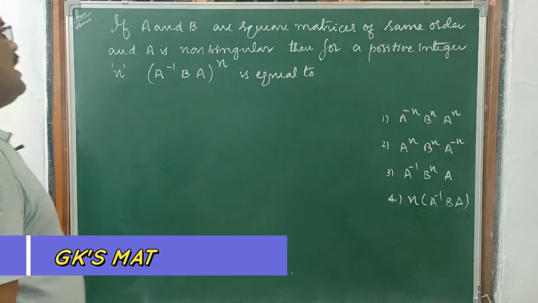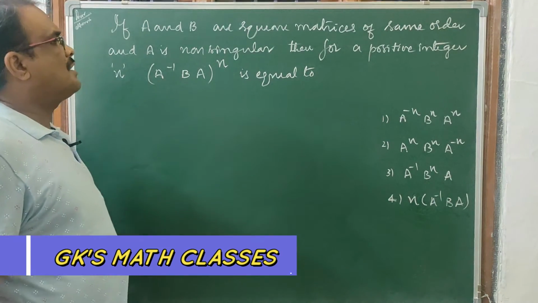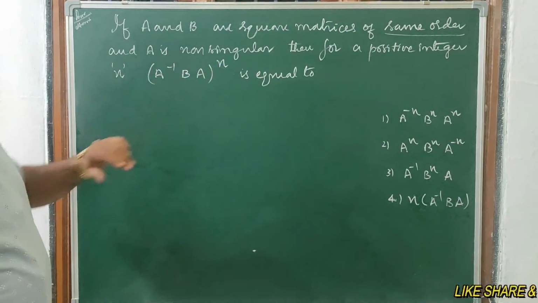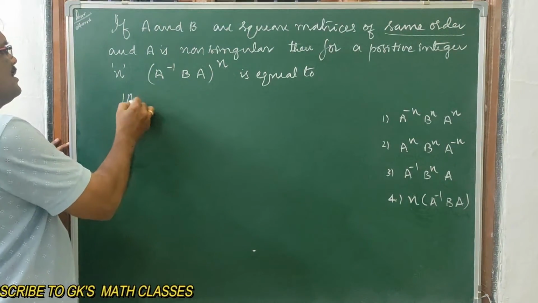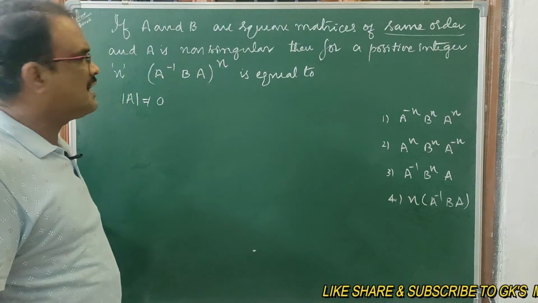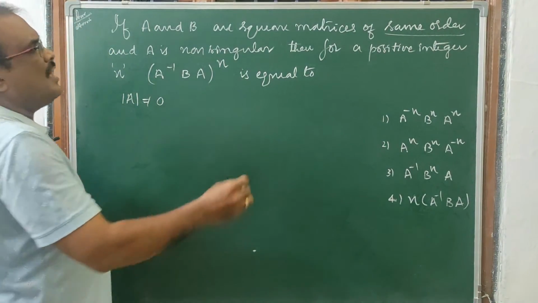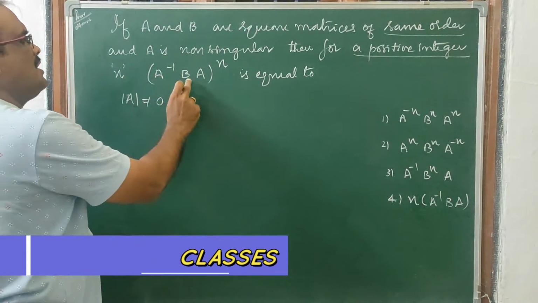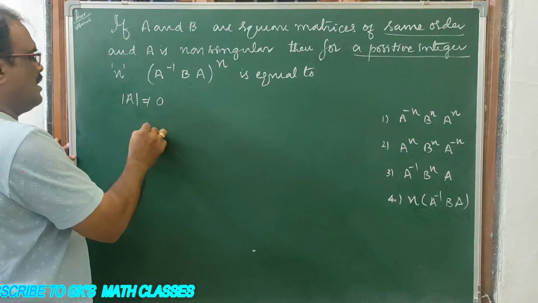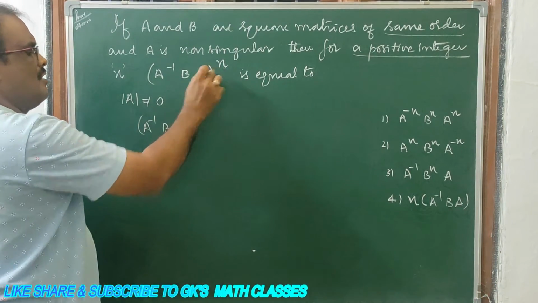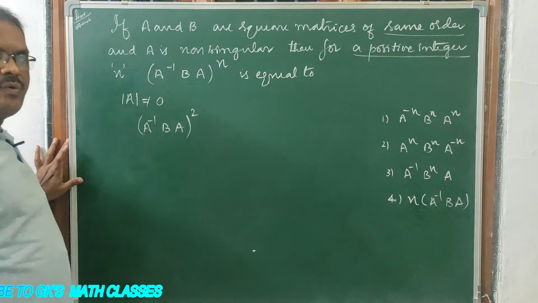A and B are square matrices of same order. Okay. And A is non-singular. Non-singular means det A not equal to 0. That means A inverse exists. Then for a positive integer n, what is A inverse BA whole power n? For instance, I take n is equal to 2.